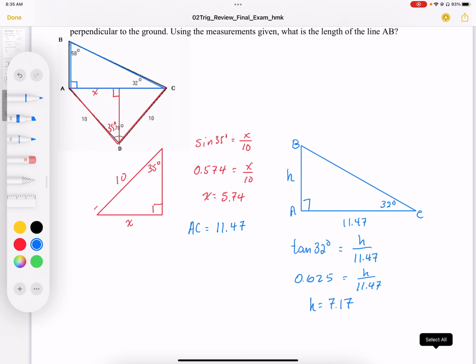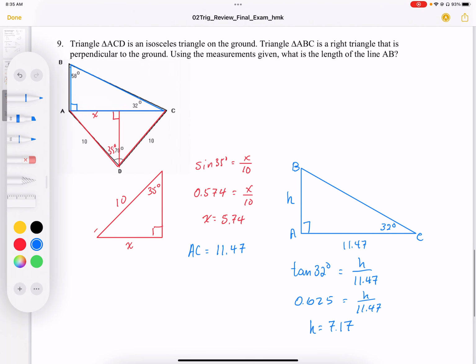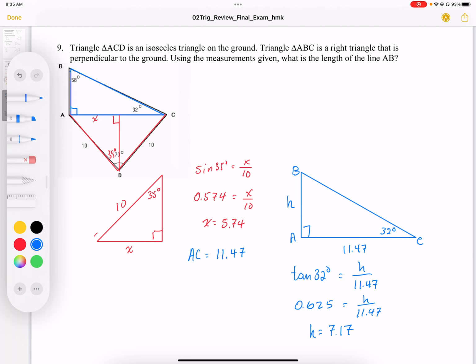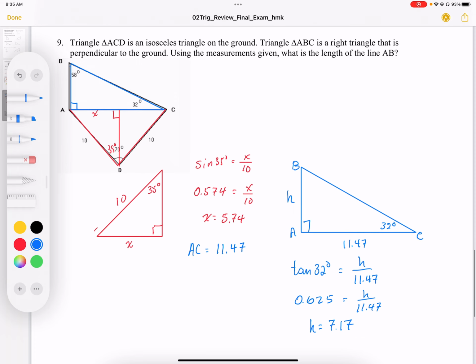And so these numbers I have, you might be off by a little bit because I didn't round any of these decimals. I just used the full decimal values. And we've got the length of h, which is what we're looking for, the length of line A to B.